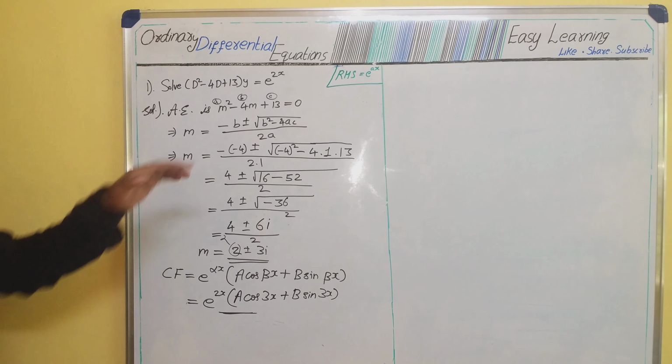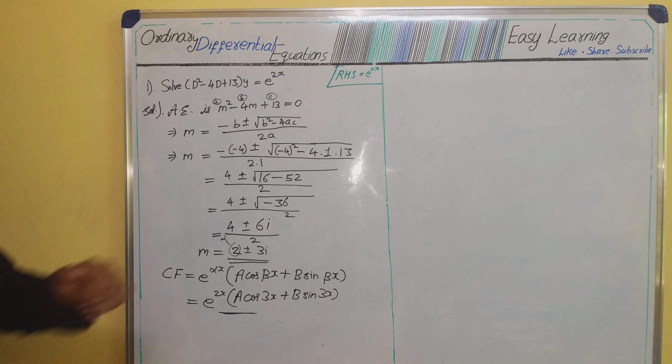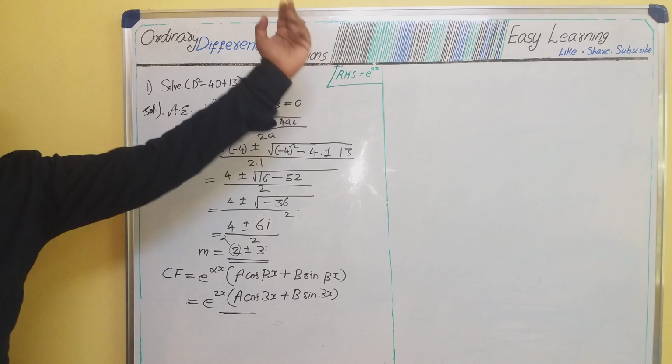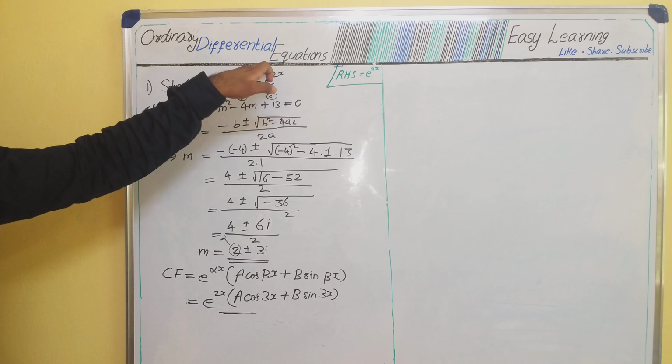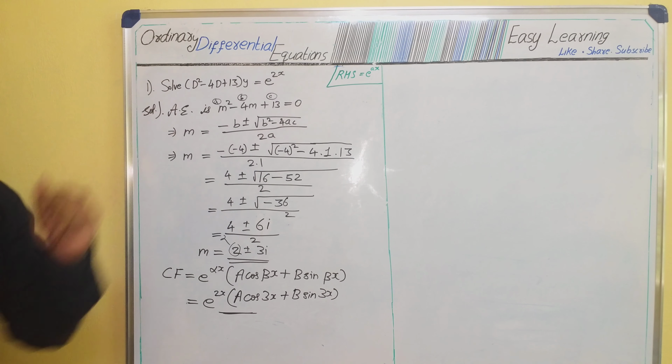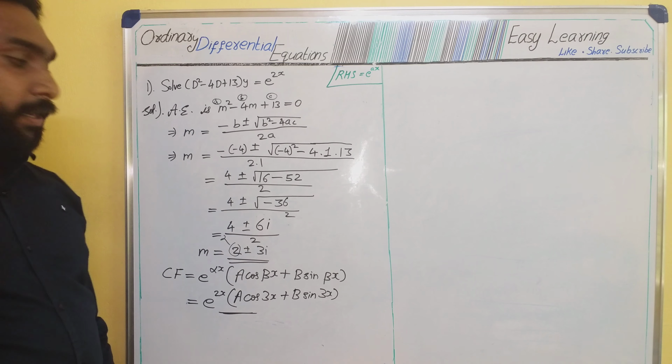As we are having some value on the right hand side, we have to find the particular integral also. When RHS is in the format e power ax, for example e power 2x, where 2 is taken as a, let us see how to find the particular integral.